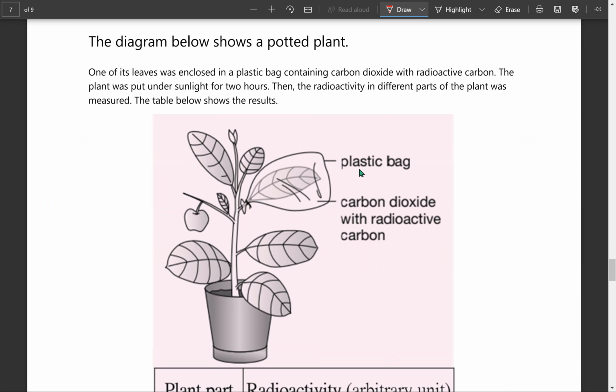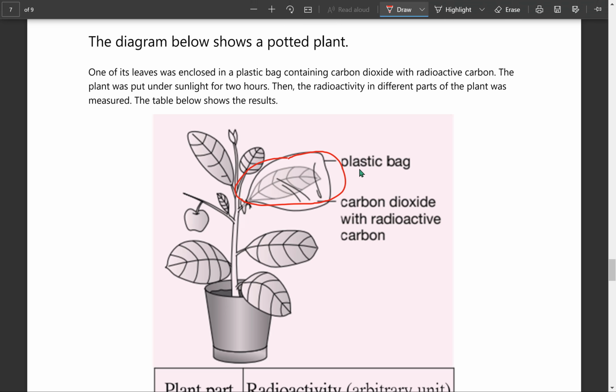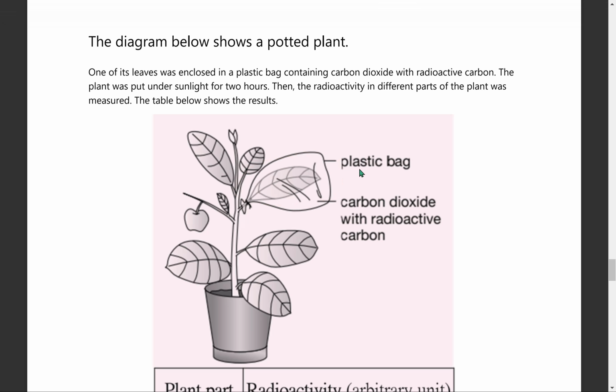This diagram shows a pot plant. One of its leaves was enclosed in a plastic bag containing carbon dioxide with radioactive carbon. I'll write it as Cr, like this, radioactive carbon. The plant was put under sunlight for 2 hours. Then the radioactivity in different parts of the plant was measured. The table below shows the results.